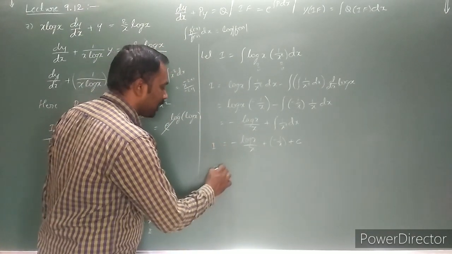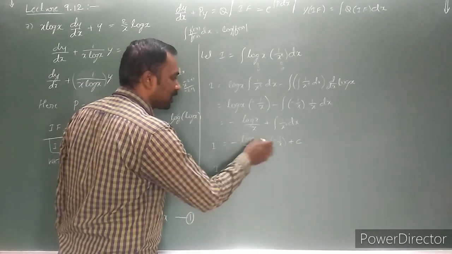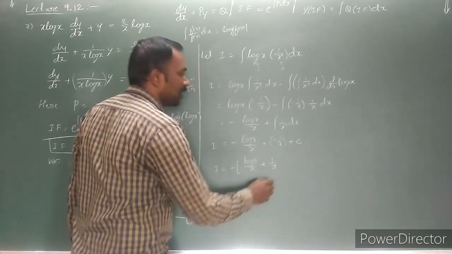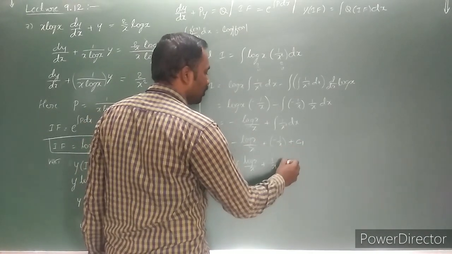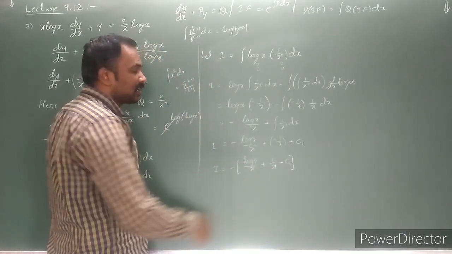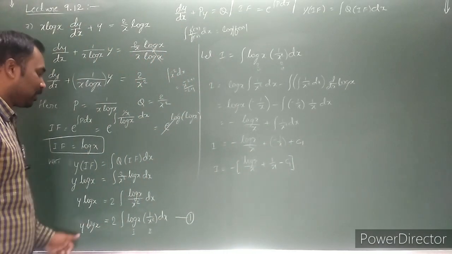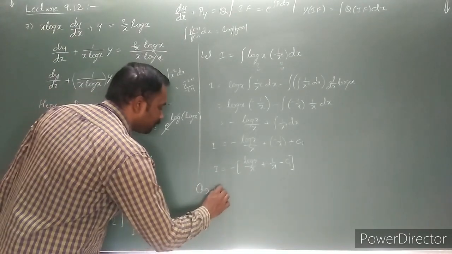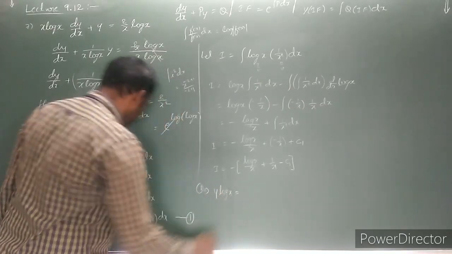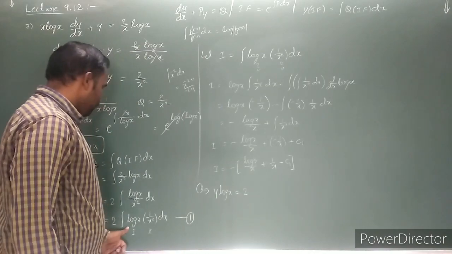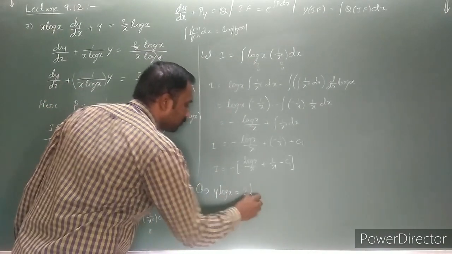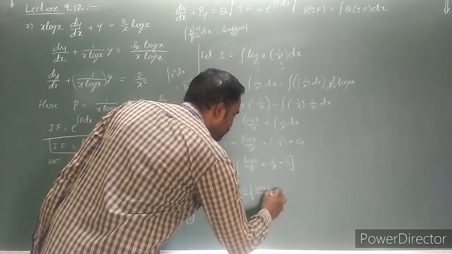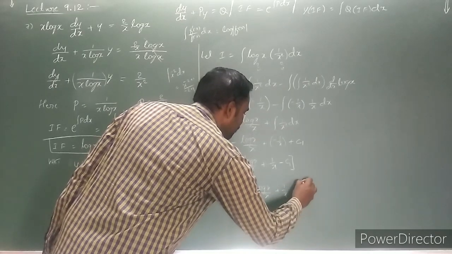This is the I value. So finally, the I value: throughout we can take the minus common. So minus of log of x divided by x plus 1 divided by x, and I just write it as plus c1 or minus c1. Is that clear? Minus is taken throughout as a common. Now replace this I value into equation number 1. Therefore equation number 1: y into log of x is equal to 2 times the integral value, 2 times minus, I just keep the minus outside, into log of x divided by x plus 1 by x minus c1.